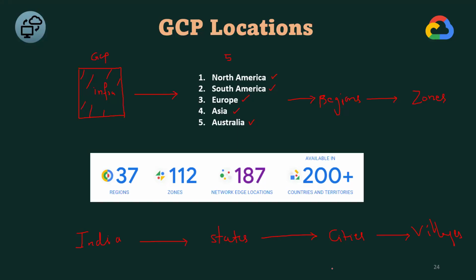Similarly, in Google Cloud Platform, GCP's entire infrastructure is organized into 5 locations. These 5 locations are further divided into 37 regions. These 37 regions are further divided into 112 zones. Okay, so let me show you.